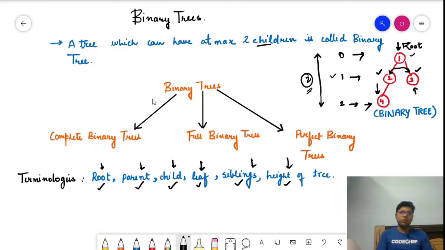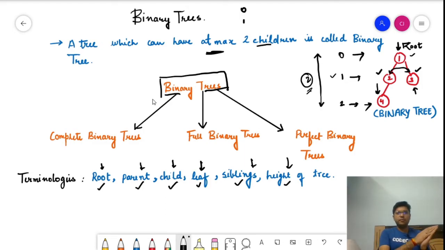Now we know that a tree which has at most 2 children can also have 1 or 0. So at most 2 children is called a binary tree. For each parent there are at most 2 children; that is known as a binary tree. Now these binary trees also have some classifications. The classifications are generally on the basis of the fashion of the nodes.